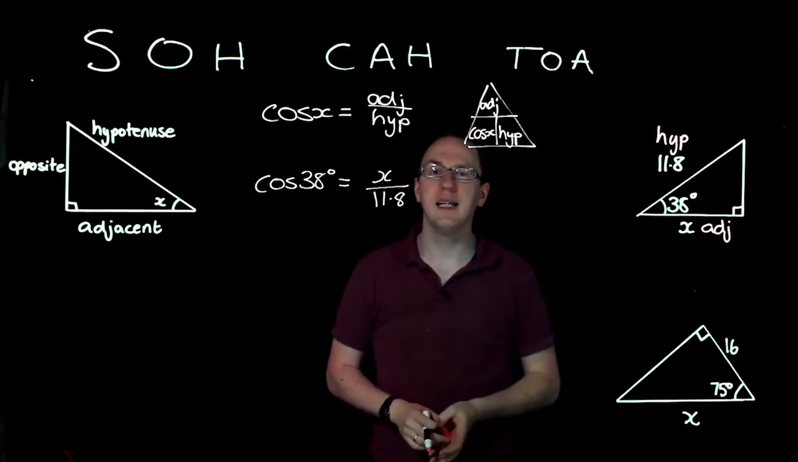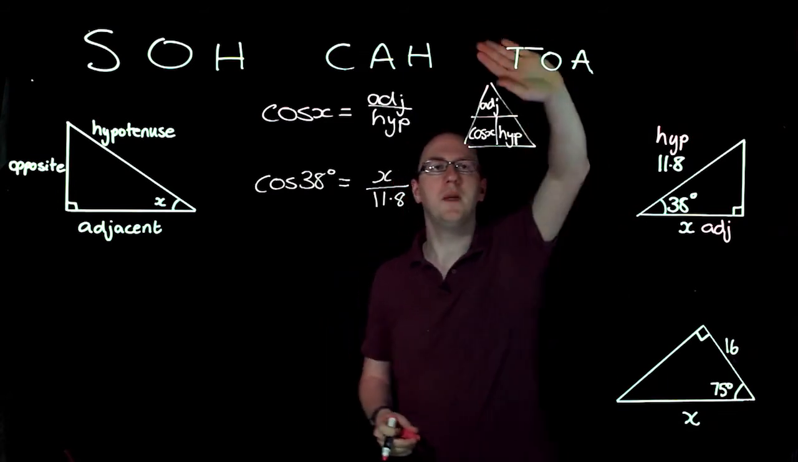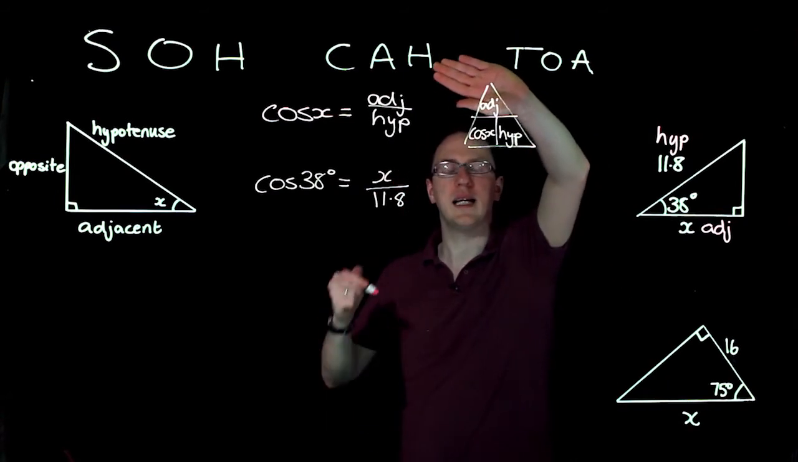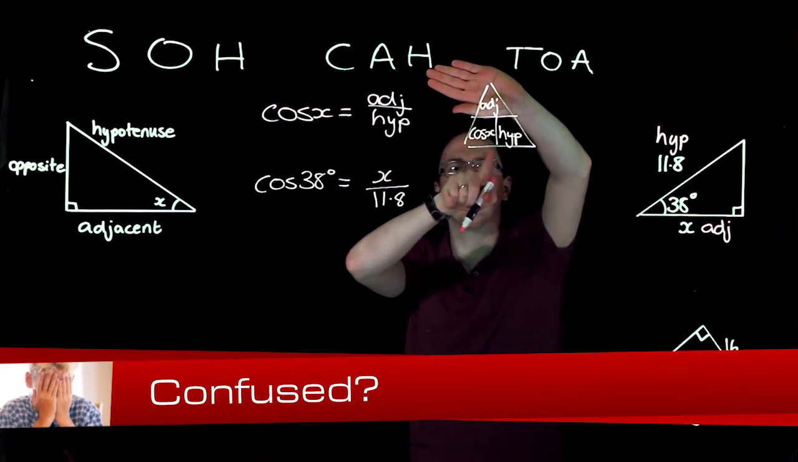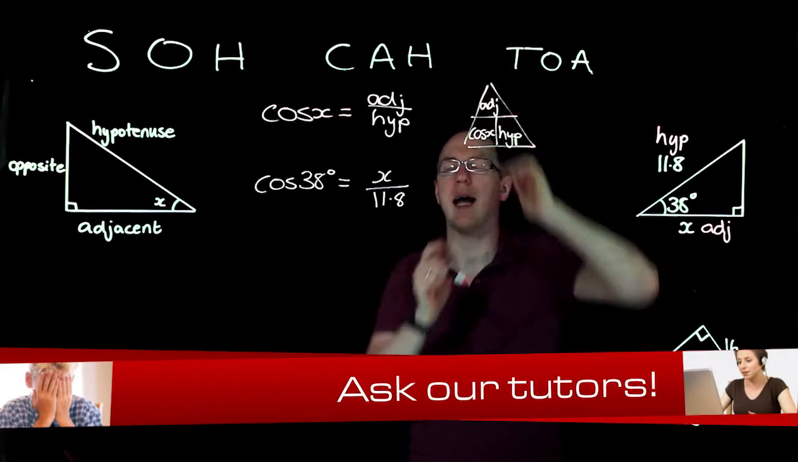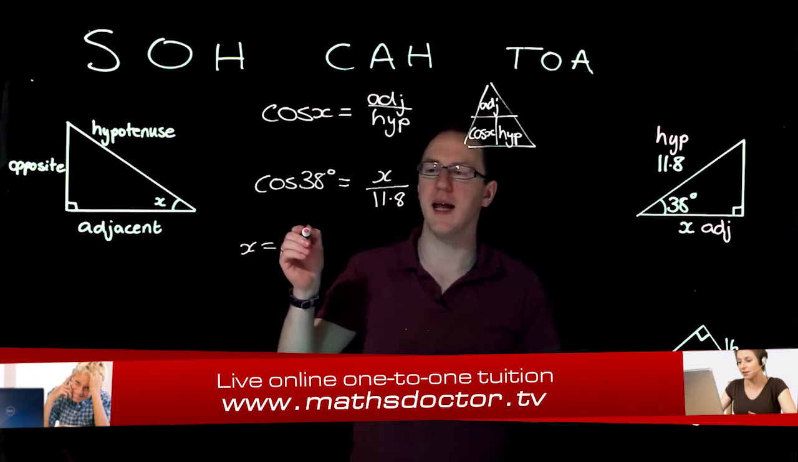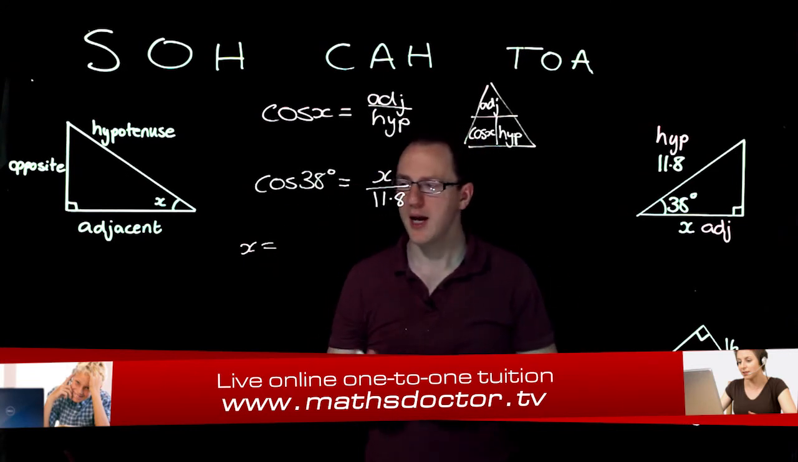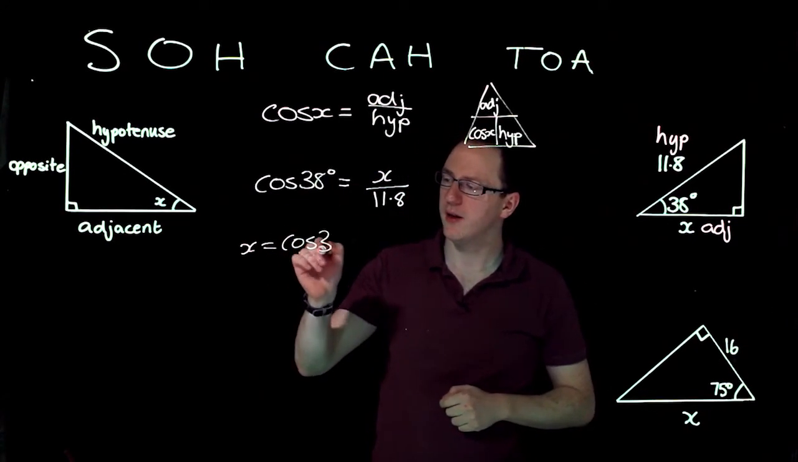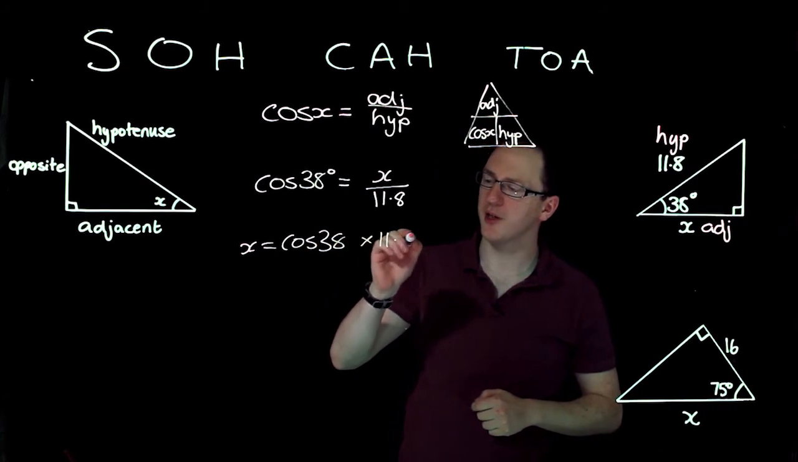So I'm trying to find the adjacent. If I cover up the adjacent in my formula triangle, that tells me that to find out the adjacent, I do cos x times by hypotenuse. So x equals the cos of the angle times by the hypotenuse.